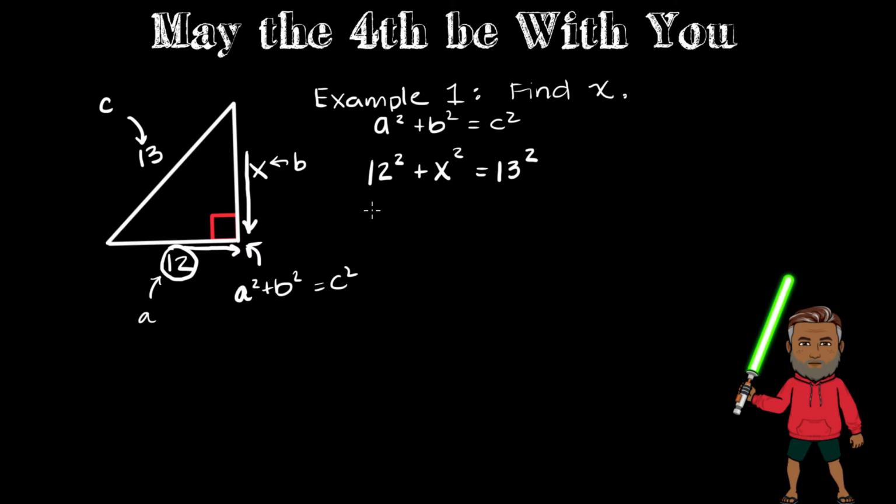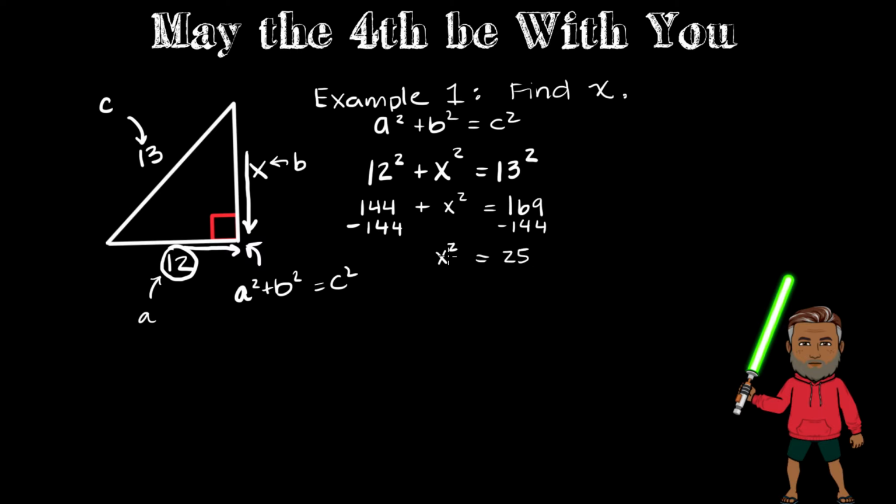So we're going to say 12 to the power of 2 is 144, plus x to the power of 2 is equal to 13 times 13, which is 169. So now we're going to solve for x squared. This is just a quadratic. It's one of those special ones where you can isolate the square. So we're going to isolate the squared term. We're going to subtract the 144 from both sides. The result is x to the power of 2 is equal to 25.